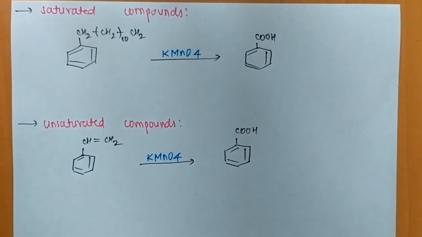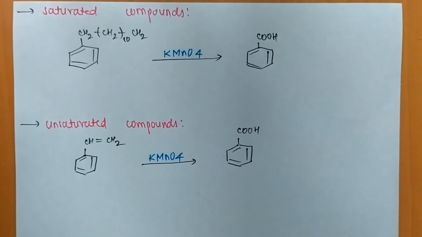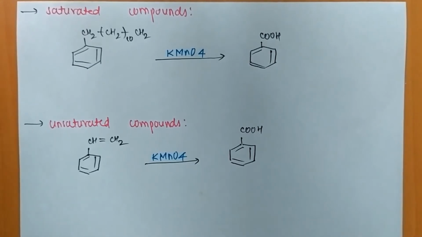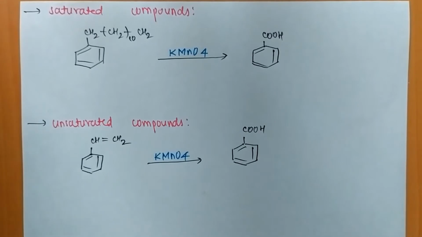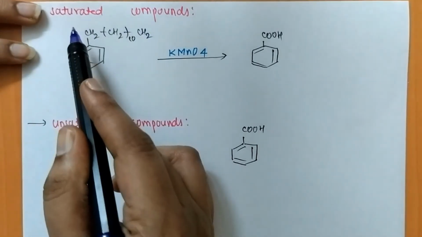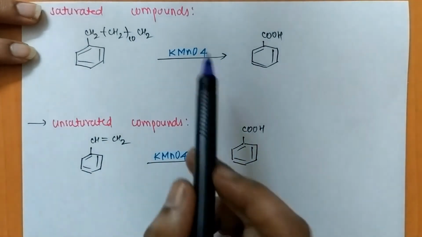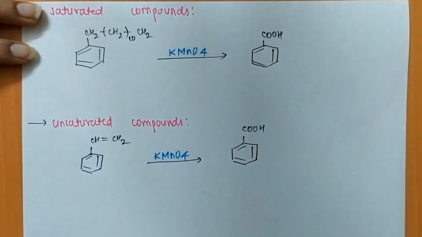Now we can also get carboxylic acid from saturated as well as unsaturated compounds. Whenever saturated or unsaturated compounds come into the picture, if they react with a strong oxidizing agent, that is KMnO4, then we get a carboxylic acid. For example, let us consider this particular compound. It is a saturated compound, so it does not have any double bond. And when it reacts with KMnO4, it easily leads to the formation of benzoic acid.